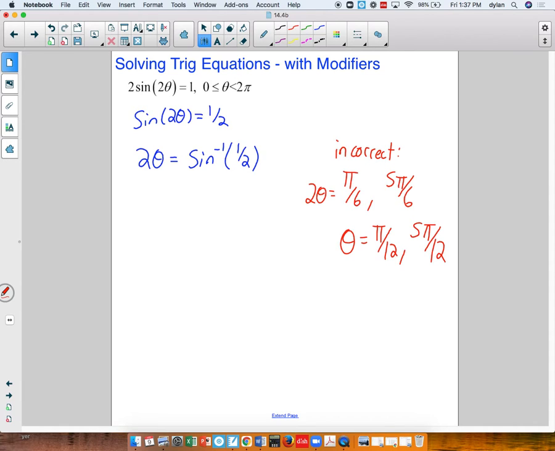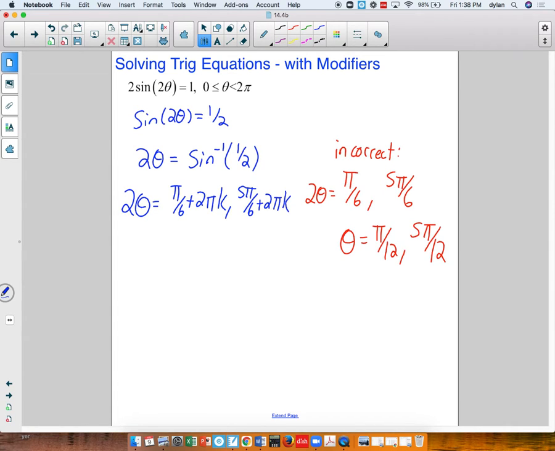So we clearly need some more answers, because all of our answers on the unit circle aren't going to occur just in the first quadrant. So instead, the way to actually approach this problem is we are going to take the sine inverse of 1/2, but we need to write it in its general form. So we're going to write 2 theta equals pi over 6 plus 2 pi k and 5 pi over 6 plus 2 pi k.